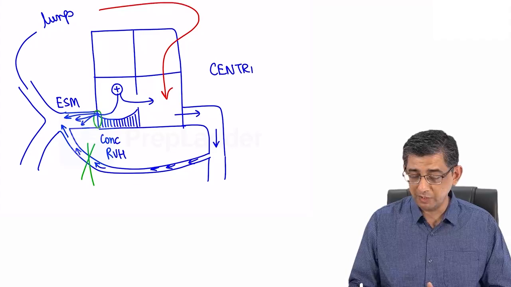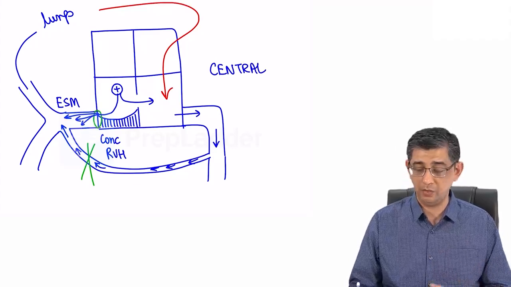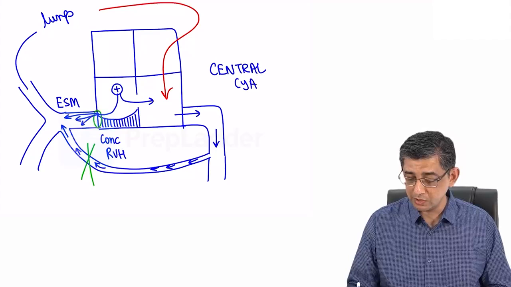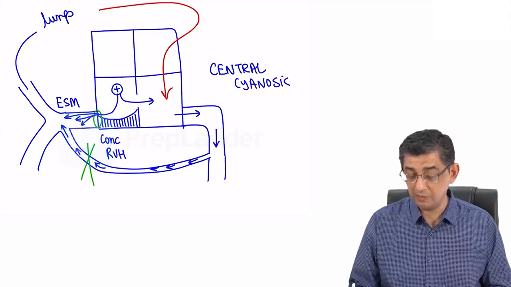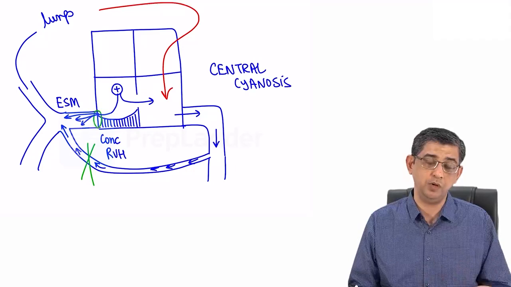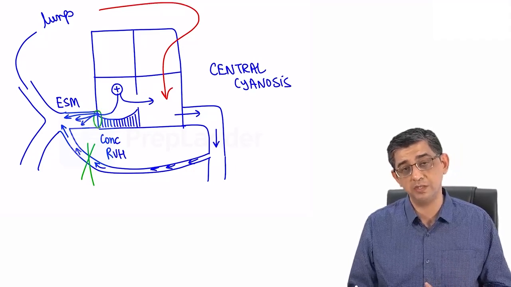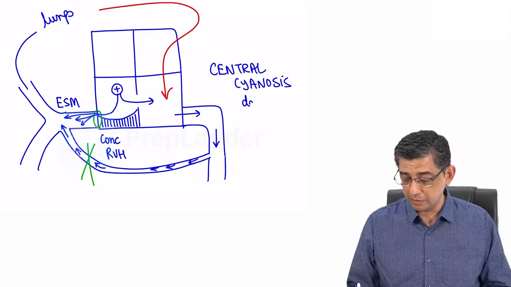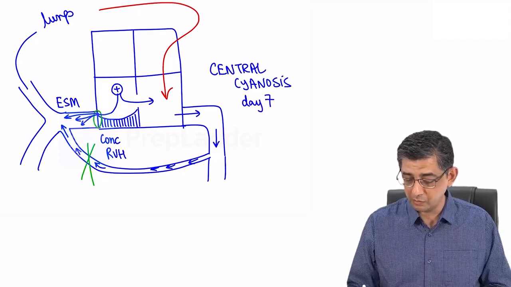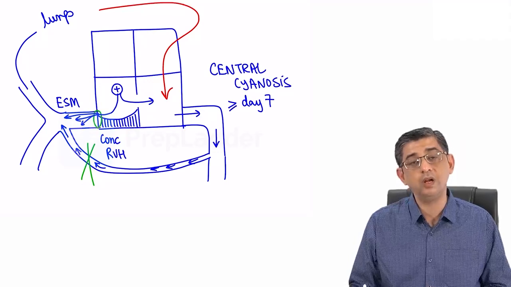Please appreciate, we Indians are relatively dark skinned as compared to Americans. So to see cyanosis in an Indian patient is anyway a little difficult as compared to, I would say, a Western or a very fair skinned person. In a patient with tetralogy of Fallot, central cyanosis usually appears on or after day 7.